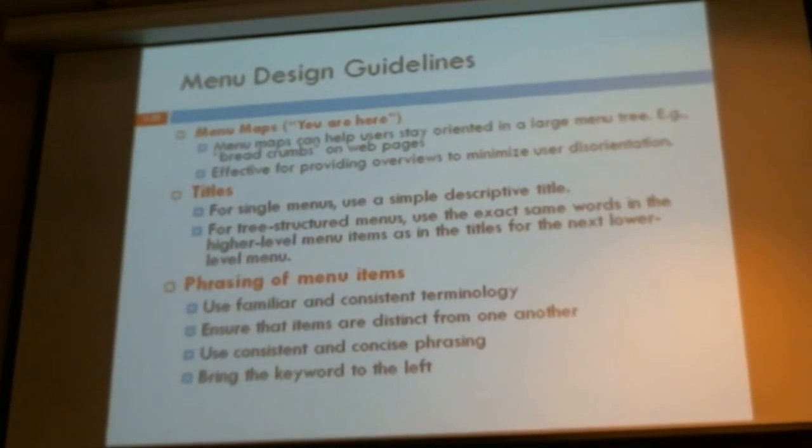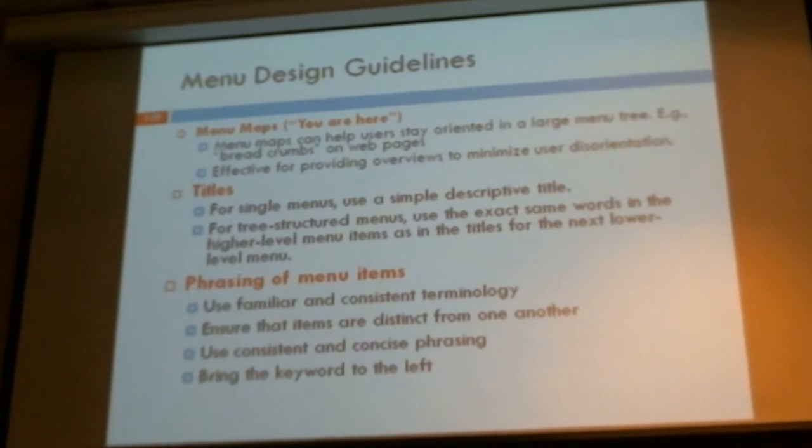That's the parallel structure. And then it also says bring the keyword to the left. So we read from left to right. And so if for some reason you have to make an option that's longer than just a word, like edit, you want the main word to be to the left. Because what do we do as users? Read the first word. We just read the first part, and we don't read the entire thing, right? That's what we do.